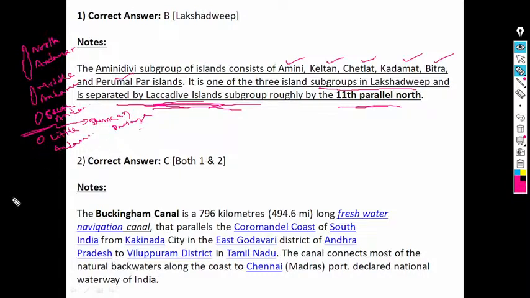If you look at the Lakshadweep group of islands, these are the Lakshadweep group of islands, right? And here, this is the southernmost Lakshadweep, that is Minicoy, and this is the group of Maldives. This is the 11th parallel line. So it is one of the 3 island subgroups in Lakshadweep, separated by roughly the 11th parallel north. Right?